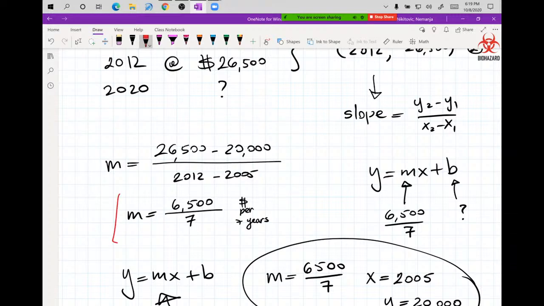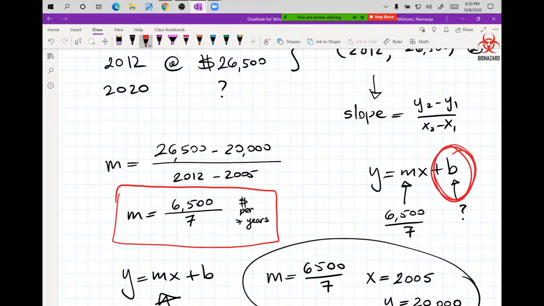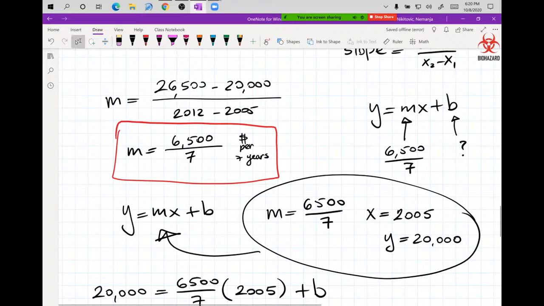The slope always tells you the change of whatever you're observing per unit of time, for instance. In this case, what we found for this slope is that the value of the car increases 6,500 every 7 years. Every 7 years, the value of the car increases about 6,500. So now that we have the slope, we need to calculate the b value, and once we have the b value and slope, we can put the equation together.